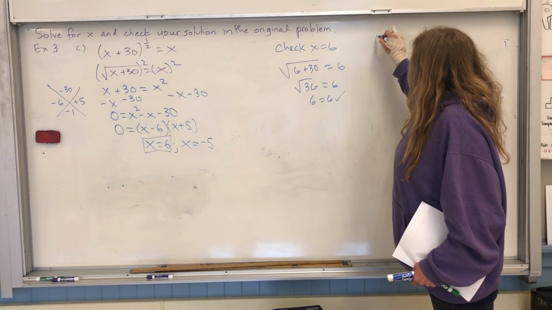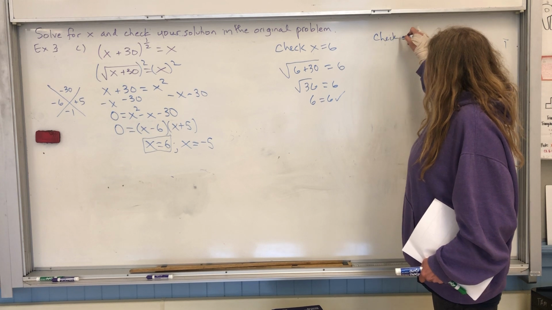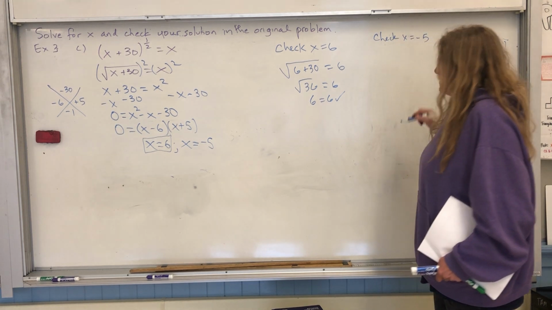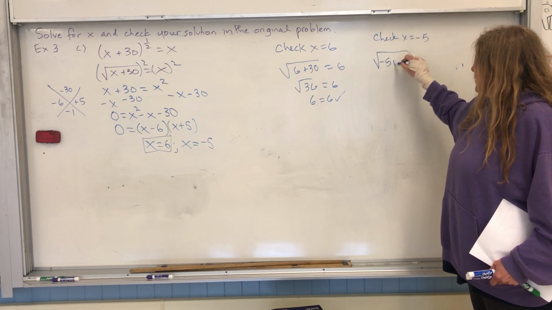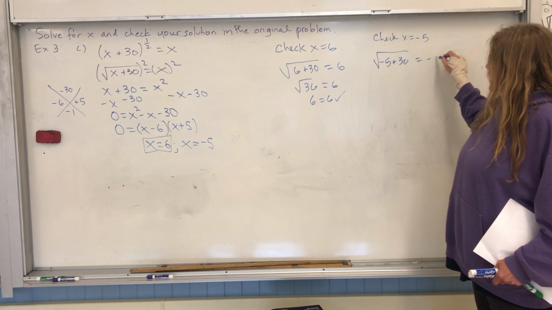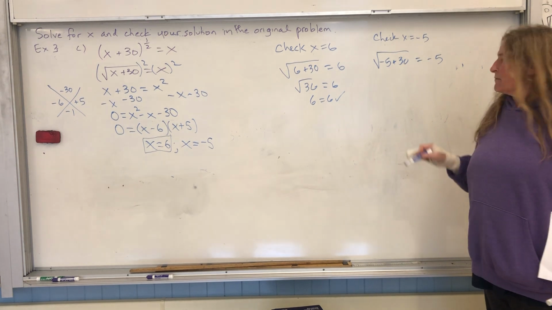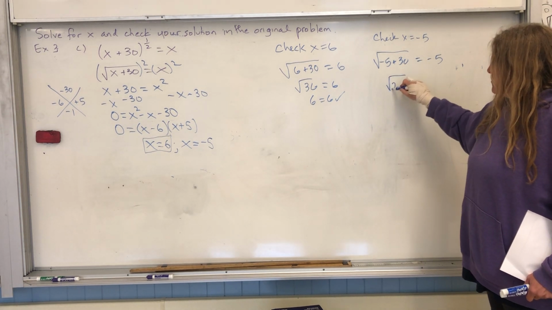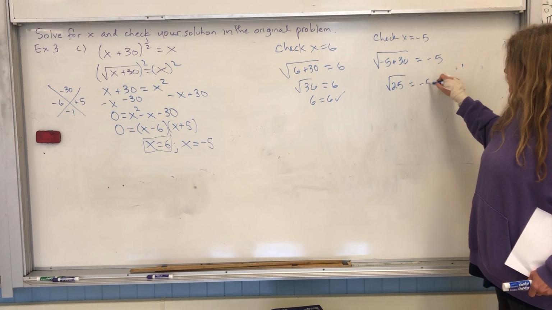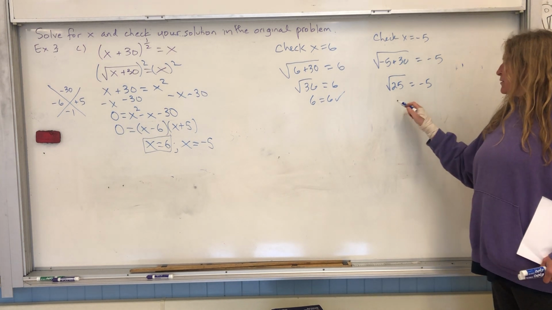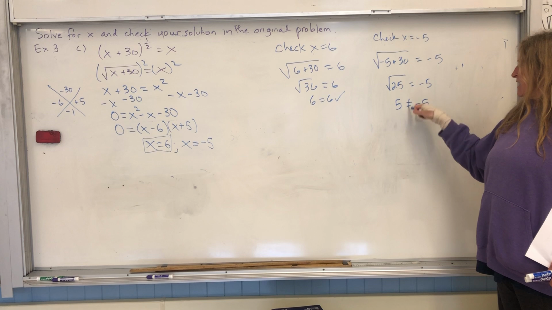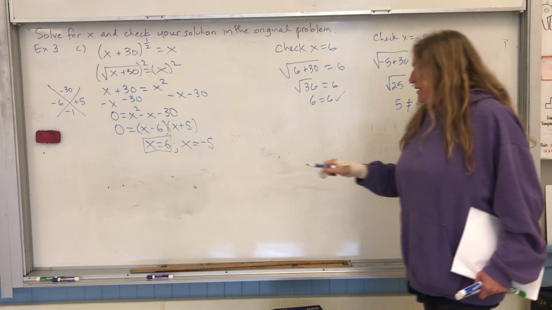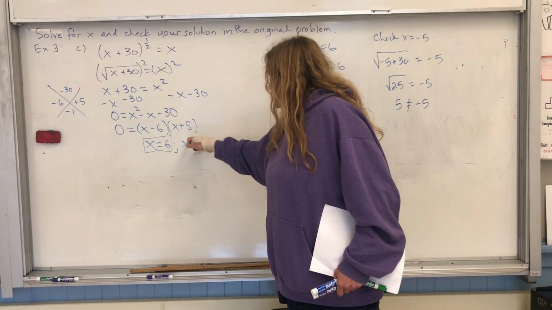What about negative 5, though? Well, let's see. The square root of negative 5 plus 30, is that equal to negative 5? Well, I'm hoping you guys see the problem already. When I take the square root of 25, it's the positive root. So 5 does not equal negative 5. So x equals negative 5, we've got to put a slash through it.